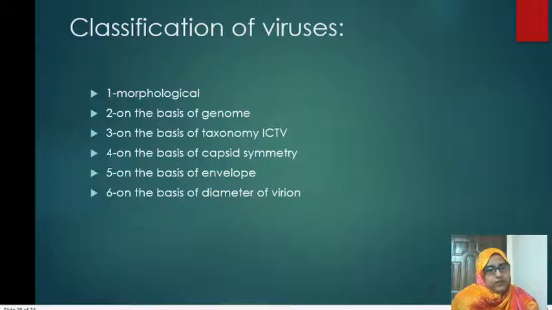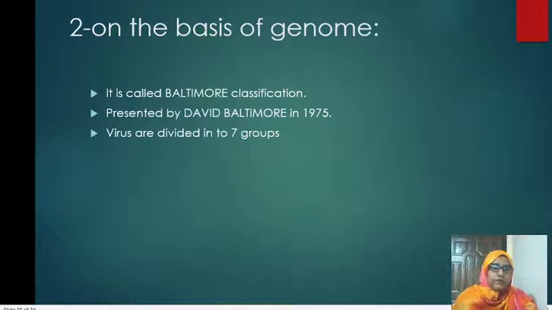As we have discussed the morphological classification of viruses, the second one is on the basis of genome. Secondly, we classify viruses on the basis of genome. Genome, as we know, may be DNA or RNA. DNA is double stranded, RNA is single stranded. It is called the Baltimore classification. On the basis of genome, the classification is termed the Baltimore classification after the name of the microbiologist who invented this, presented by David Baltimore in 1975.